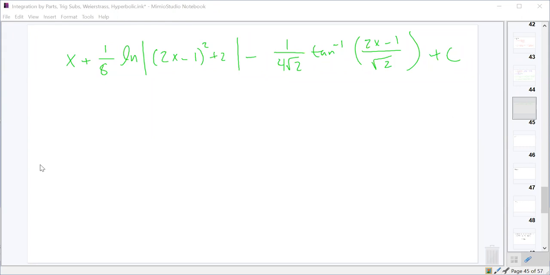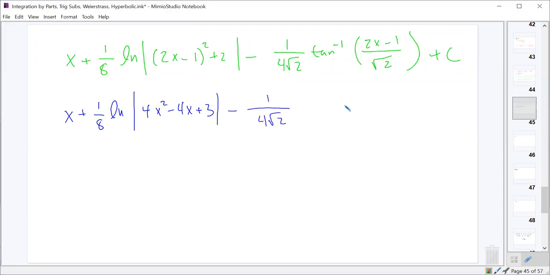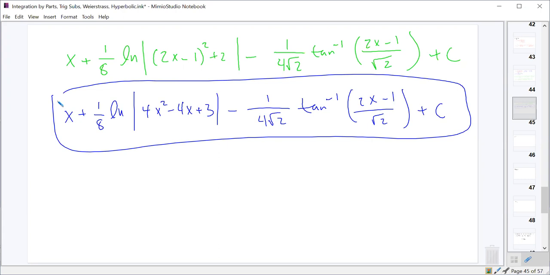And we might note that if we were to expand out this thing up here, in fact, we'll do this just for fun. (2x minus 1) squared is 4x squared minus 4x plus 1, plus the 2 is 4x squared minus 4x plus 3 that we had at the very beginning, isn't it? All right, so these can get fairly messy. In fact, they can get even worse than that one. But conceptually, everyone okay with that?